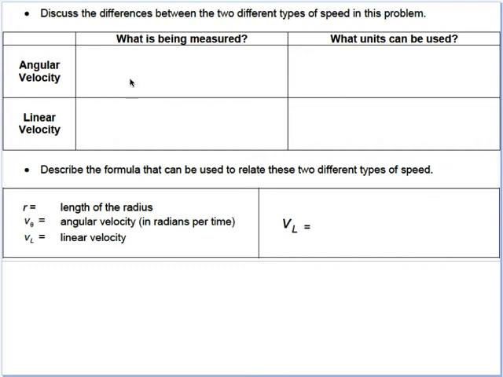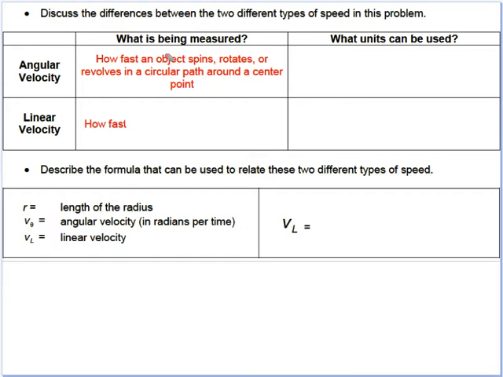So this video is about angular and linear velocity, and most of you probably remember from physics and science classes that velocity is basically speed. If you are looking at angular velocity, you are talking about how fast an object spins, rotates, or revolves in a circular path around a center point. In a circle you have 360 degrees, and we've been doing degrees and radians. With angular velocity, you're just saying how fast is something spinning. Think about a top, how fast is a top spinning.